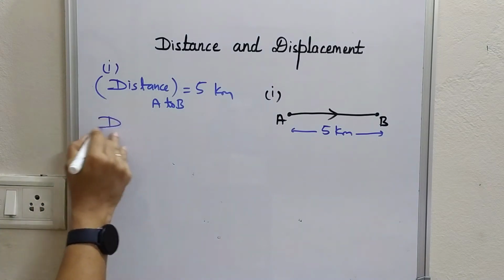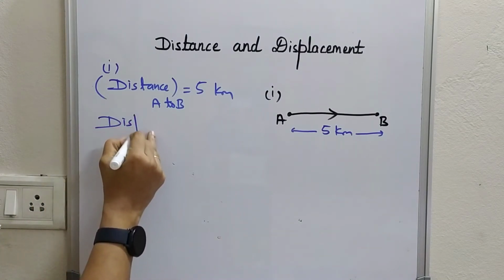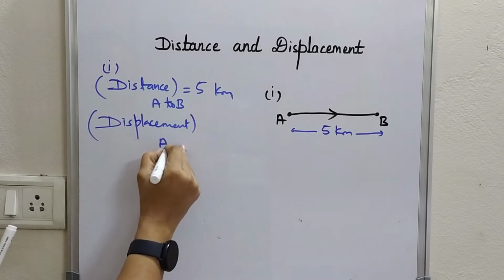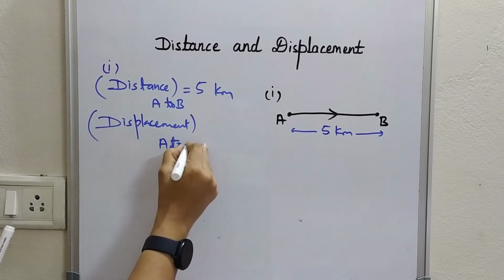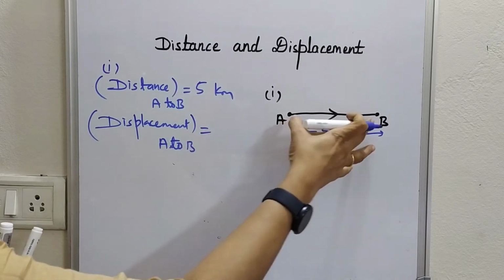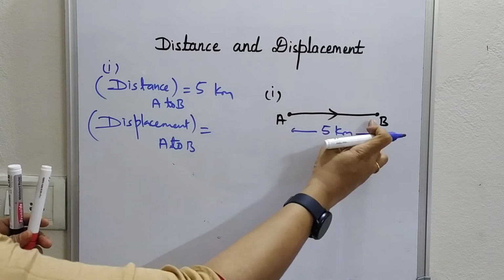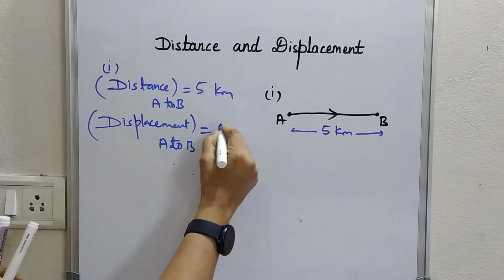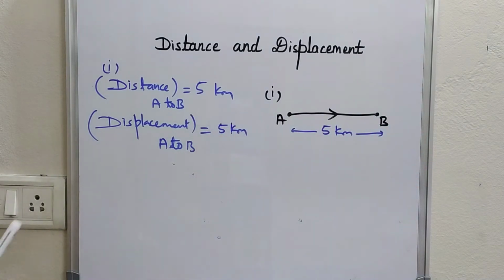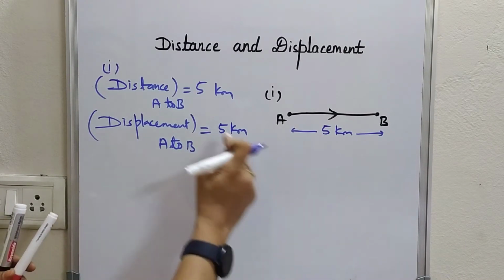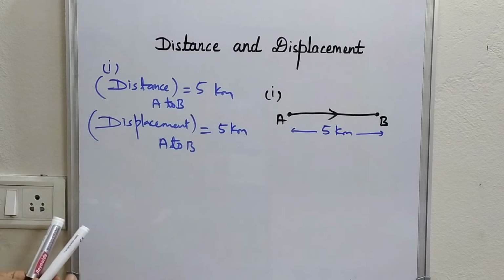Then what is the displacement from A to B? Displacement is the shortest distance from A to B. For a straight line, the shortest distance is the total length of the line. So displacement is also 5 kilometers. Here distance and displacement came out to be the same. Now let me take up one more example where we can differentiate them.